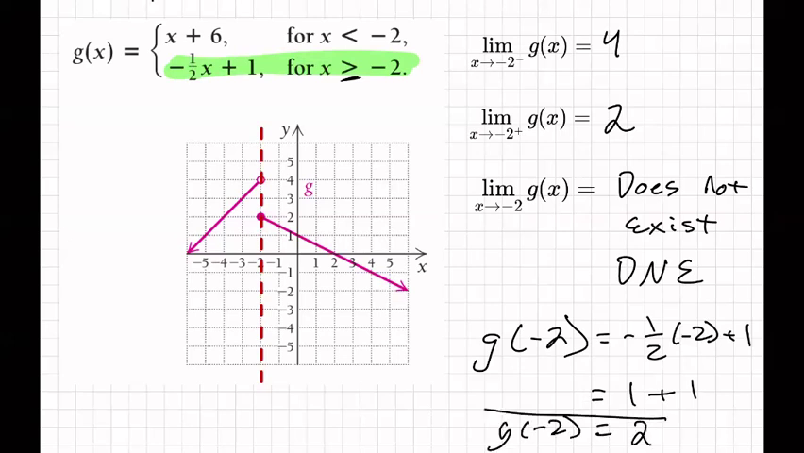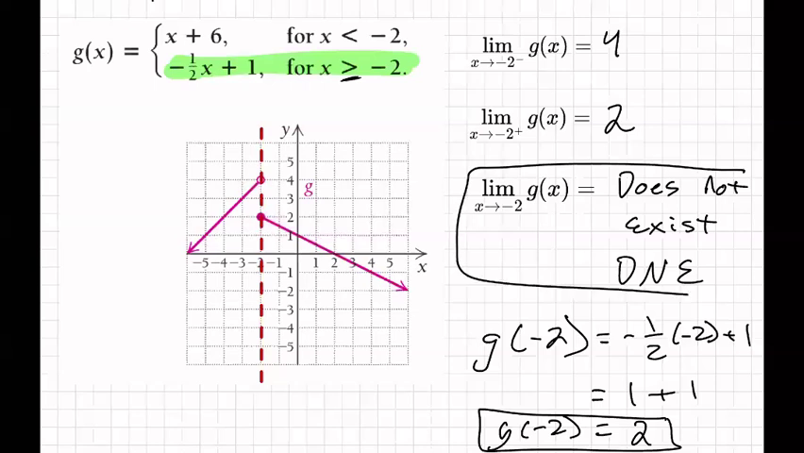Now, keep in mind, this is not the same as the limit. Those are not the same, right? The limit uses the points around something to discuss what's going on. And in this case, the limit doesn't exist at x equals -2 because these do not agree. One side points to one value and the other side points to a different value.